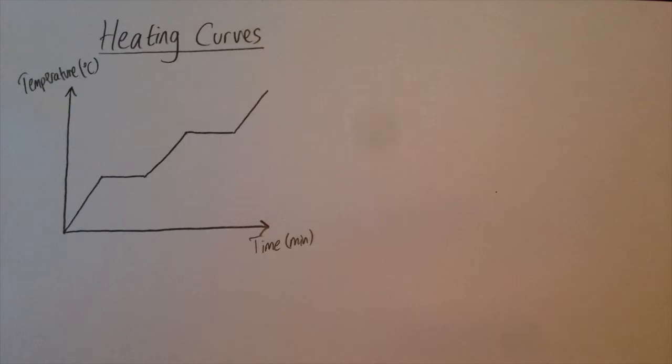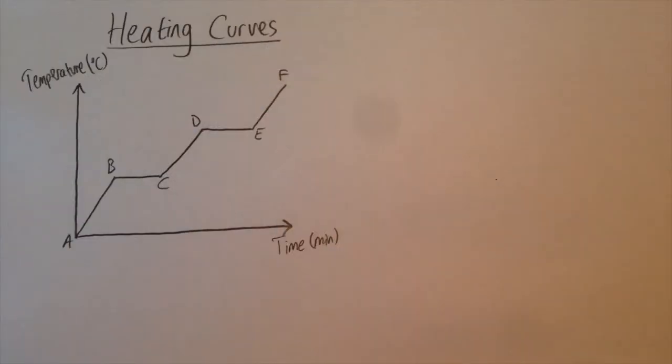This is a typical heating curve. On the y-axis is the temperature in degrees Celsius and on the x-axis is the time in minutes. We labeled the specific points A, B, C, D, E, and F to refer to the graph more easily.